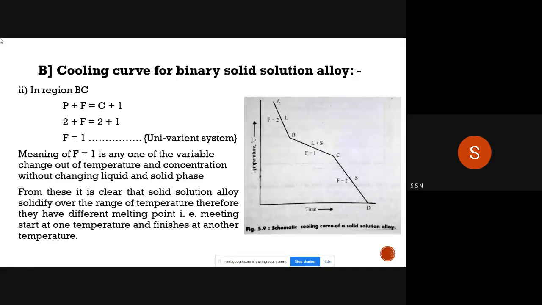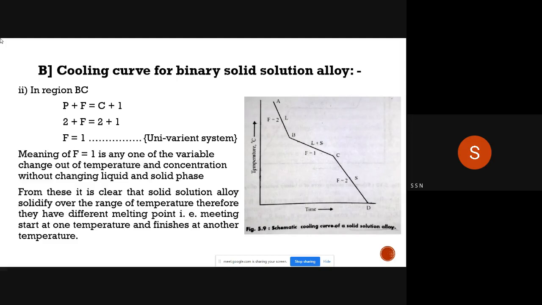So it is clear that solid solution alloys solidify over a range of temperature. Therefore, they have a different melting point. That is, the melting will start at one temperature and finish at another temperature. But for a pure metal, you have seen that melting starts at a fixed point. Melting as well as cooling starts at the same point. But here, the melting has started at a certain point, and freezing also has started at some different point, isn't it? Because here we have got degrees of freedom equal to 1.